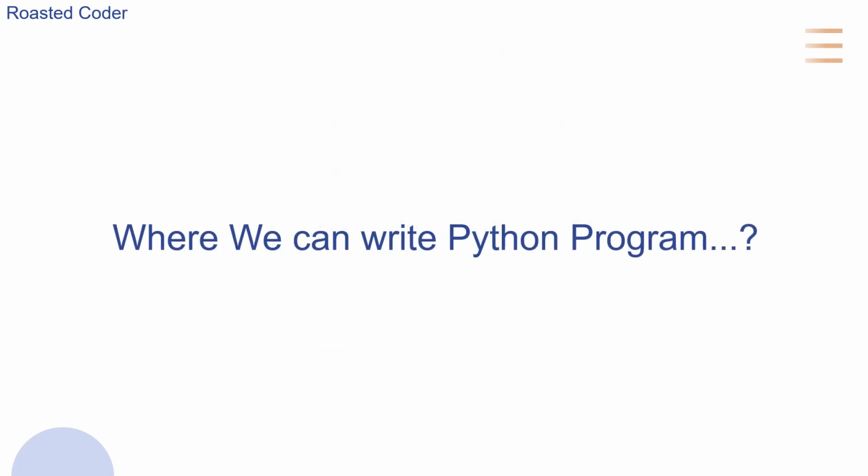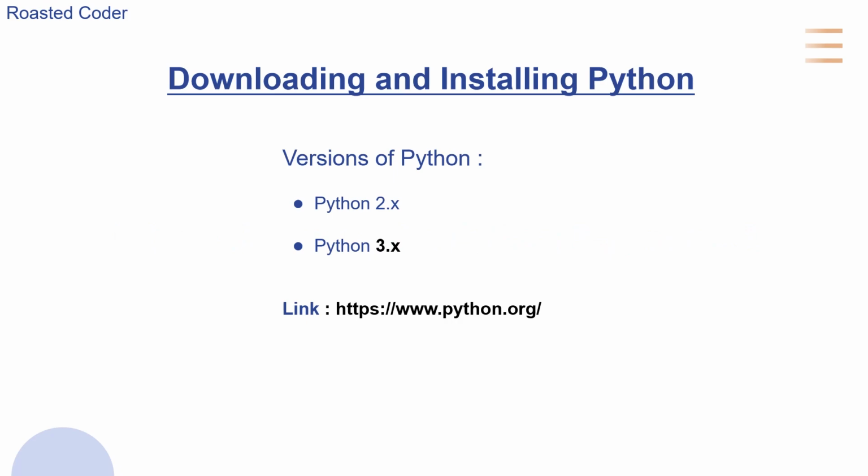So where can we write a Python program? There are two versions of Python, Python 2 and Python 3. We are going to use Python 3, and we can download Python 3 or Python 2, one of them, from this link, www.python.org. Now let's download this.